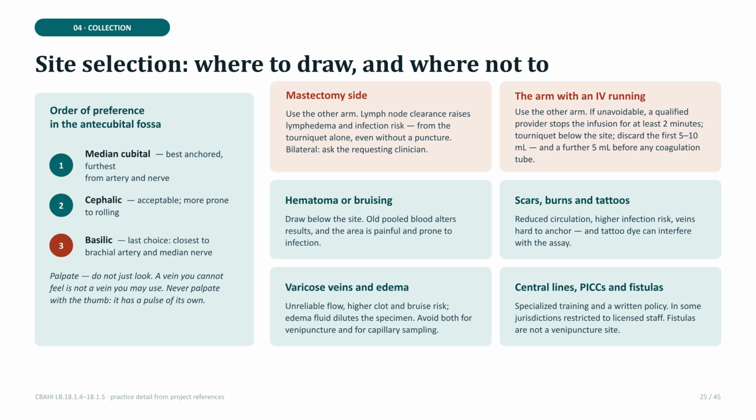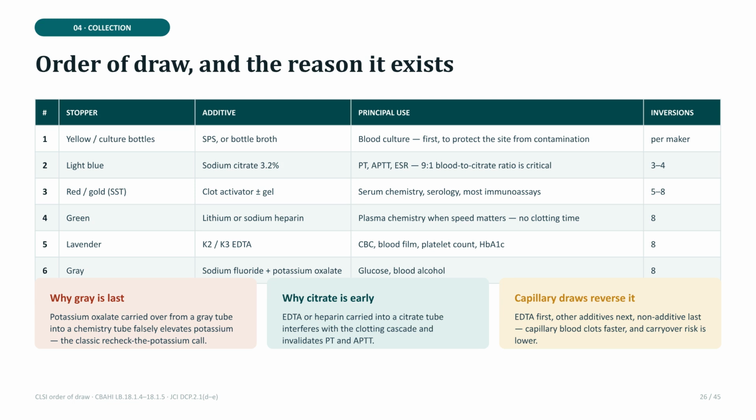Site selection is vital for safety. Always palpate to find a viable vein. Avoid areas like mastectomy sites, IV lines, or scarred skin to prevent complications and ensure accurate testing results. The order of draw is based on preventing additive carryover between tubes. Following this sequence protects your samples from contamination, ensuring that the results you report reflect the patient's actual physiology.